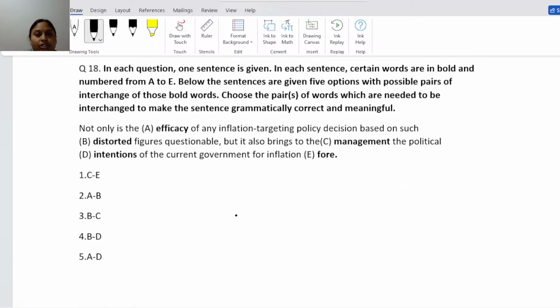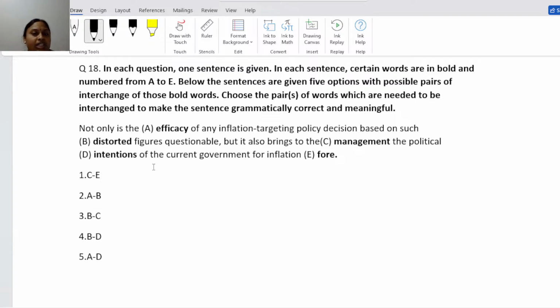Now the 18th question. It is also the same. So here in each question one sentence is given. In each sentence certain words are in bold and numbered from A to E. Below the sentences, the 5 options are given with possible pairs of interchange of those bold words. Choose the pair of words which need to be interchanged to make the sentence grammatically correct and meaningful. So we have to see what will be the correct answer.